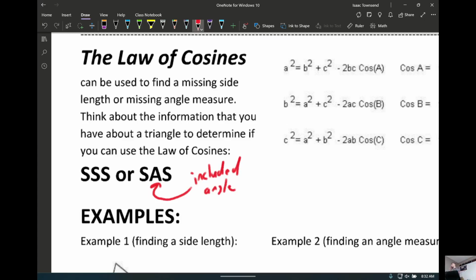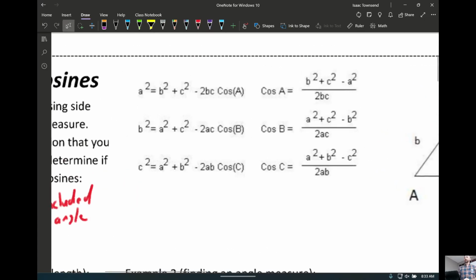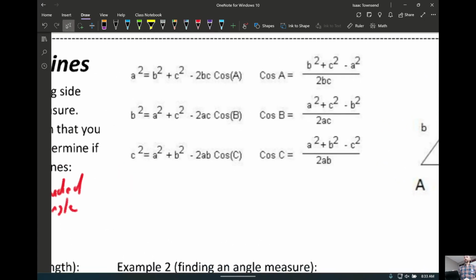So those are not scenarios for law of sines. I'm not going to compare and contrast law of sines too much today because that's a lot of what we will do next class. But remember, law of sines works when you have any two angles and one side. So angle, angle, side, and angle, side, angle.